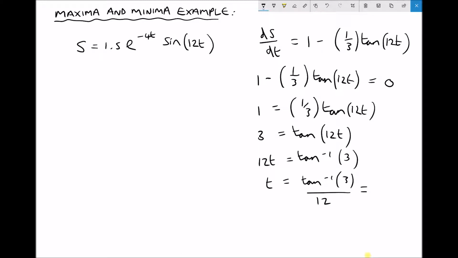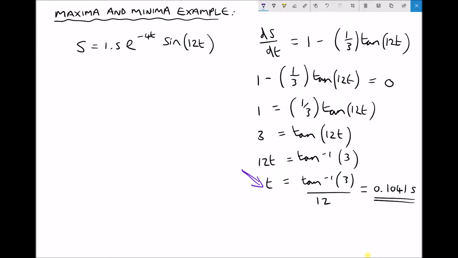Therefore, the value of t, where we have our first turning point, is 0.1041. That will be in seconds, and that's accurate to 4 decimal places. You have to make sure that your calculator's in radians here for the reasons mentioned earlier. So now we know the time where the first turning point occurs.